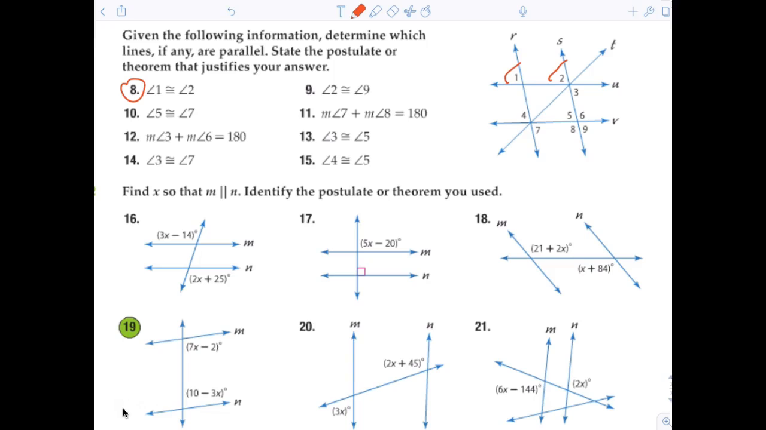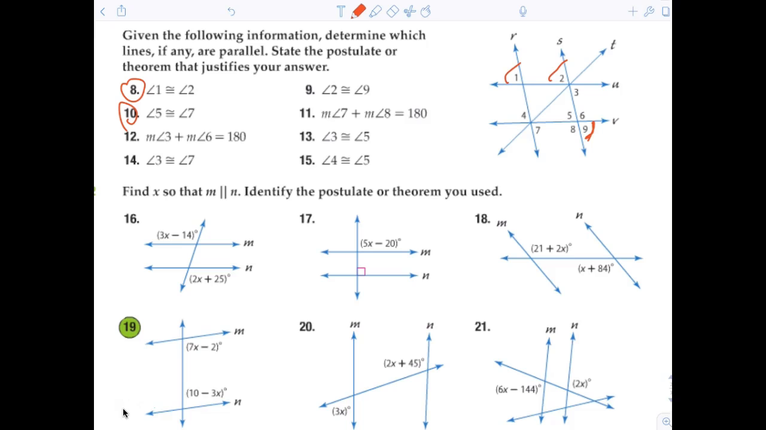All right? So now we're checking out angle 2 and angle 9. So angle 2 and angle 9. Alternate exterior angles and what lines? U and V. All right, here we go. I'm good. All right, so now let's check out angle 5 and angle 7. Alternate interior angles.